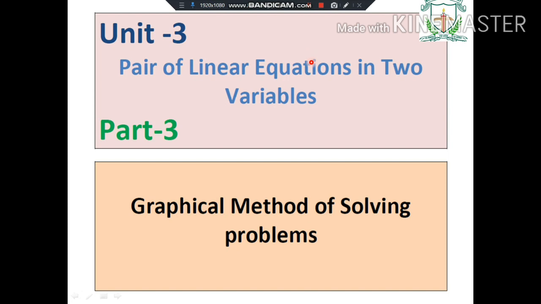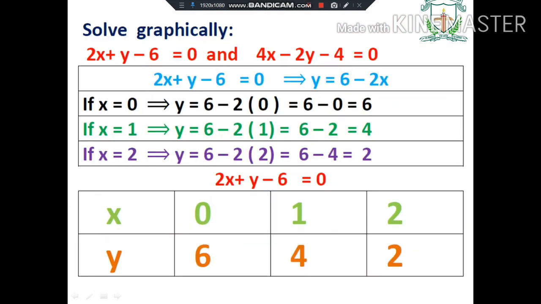In our previous classes, we have learned about solving pair of linear equations in two variables by elimination method. Hope you have understood that. Today we shall learn one more very interesting method, that is graphical method of solving problems. Now let us consider an example.